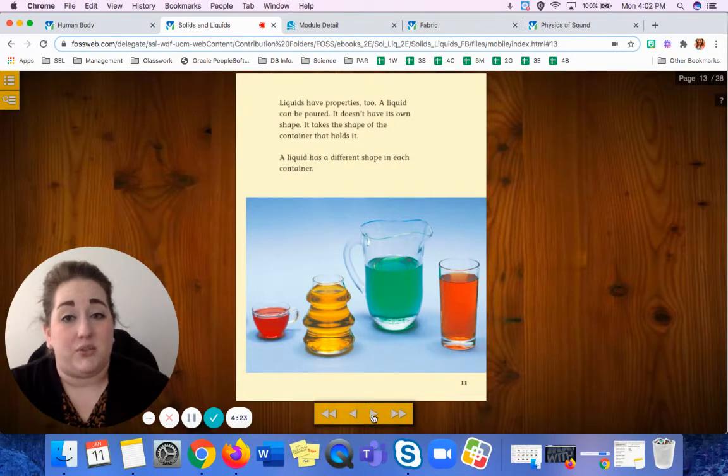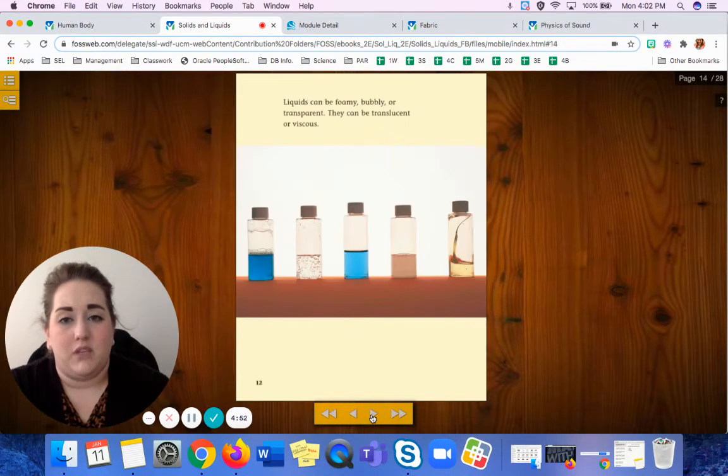Liquids have properties too. A liquid can be poured. It doesn't have its own shape. It takes the shape of the container that holds it. A liquid has a different shape in each container. Depending on the shape of the container, that's the shape each liquid is. Liquids can be foamy, bubbly, or transparent. They can be translucent or viscous.